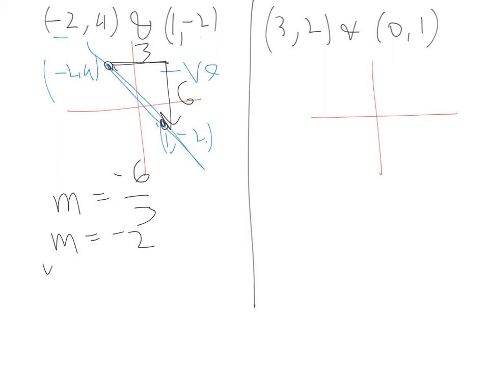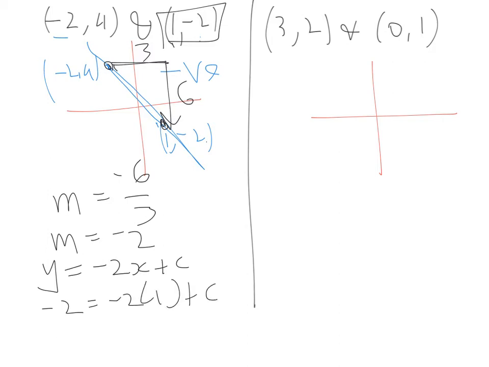Now, like I said, to find the graph we want to find the y-intercept. Right now we've got y equals -2x plus c. So what we do is we just substitute a point, and I'm going to substitute this point here, where x equals 1, y equals -2. So -2 equals -2 times 1 plus c, and as a result we'll have -2 equals -2 plus c. That tells us that c is 0. So our graph is just y equals -2x.